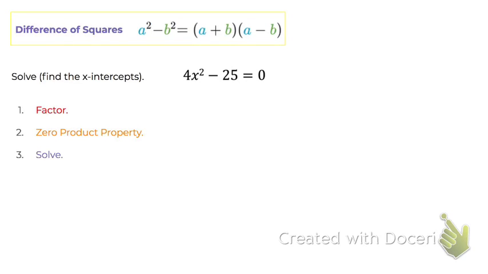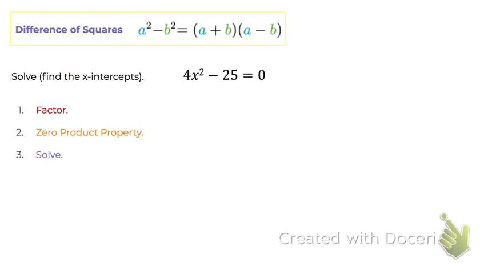Here we're asked to solve or find the x-intercepts for this equation. And I notice that this is two terms, and both of those terms is something squared. So I can easily factor this using the difference of squares formula, which is up above.